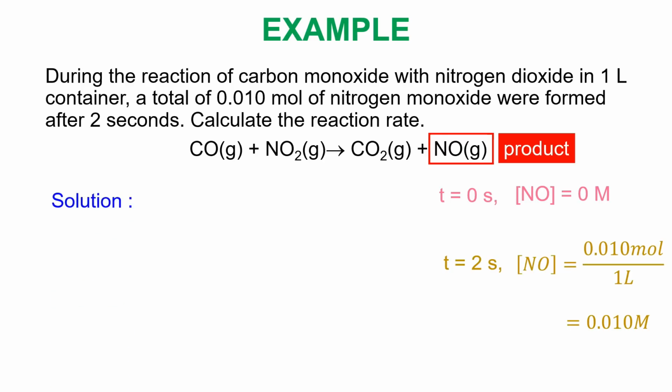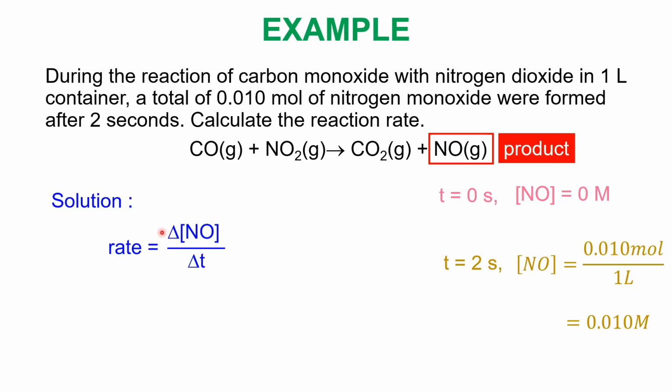Solution. First, we need to write the formula for reaction rate of nitrogen monoxide. Rate is equal to positive change in concentration of nitrogen monoxide over change in time. We need to understand at T is equal to 0 second, this is initial condition. At T is equal to 2 second, this is final condition.